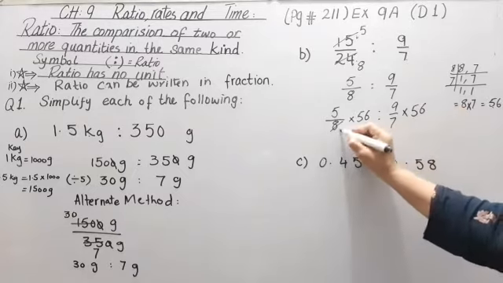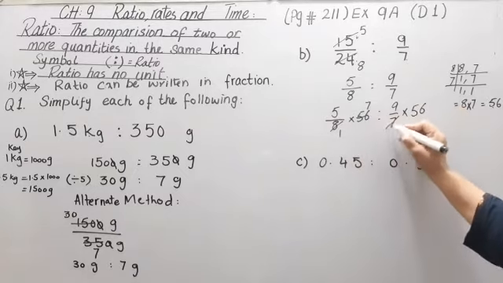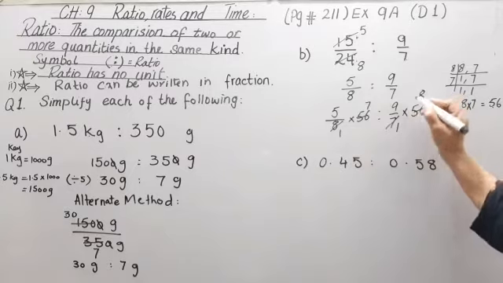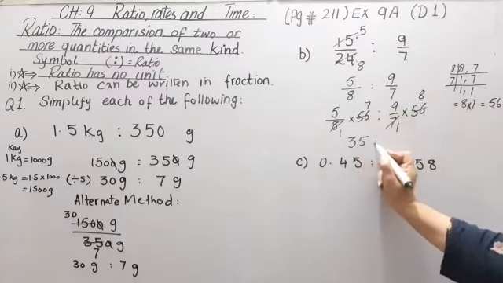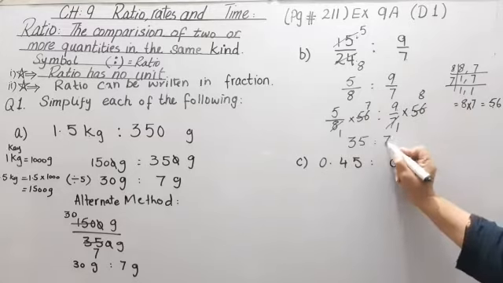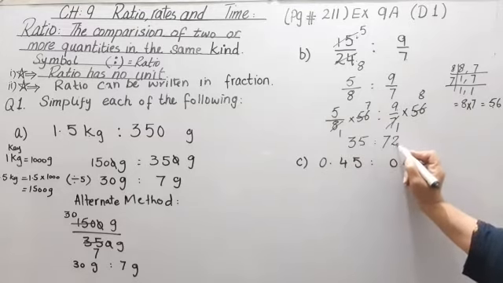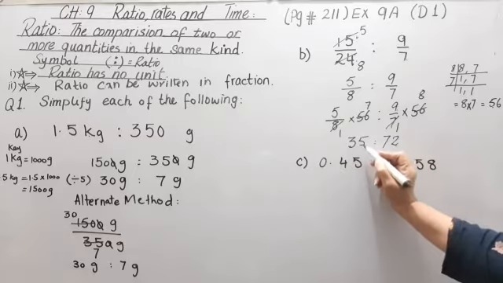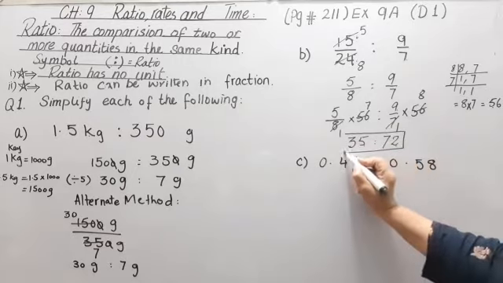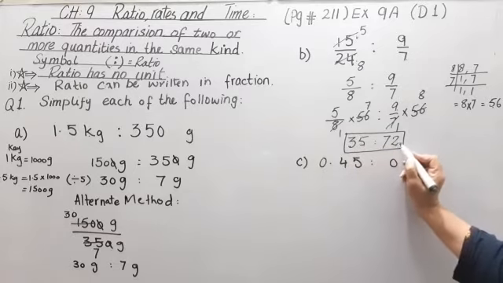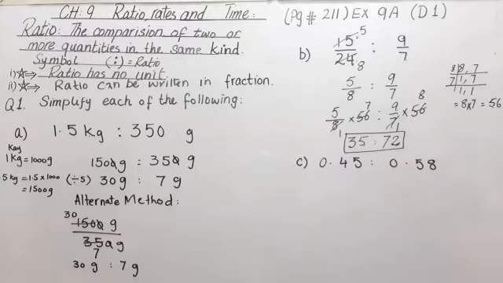So 8 ones are 8, 8 sevens are 56, 7 ones are 7, 7 eights are 56, 7 fives are 35 and 9 eights are 72. If here it was 70, then it would again be cut on the table of 5, but now they are two different numbers and there is no common table here. So this is our answer.